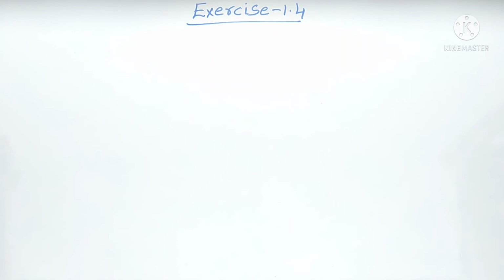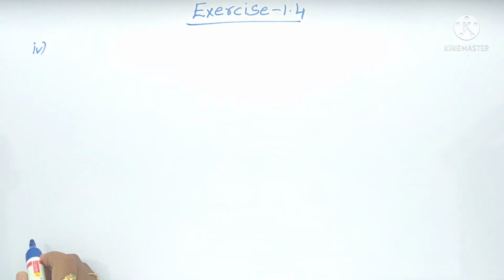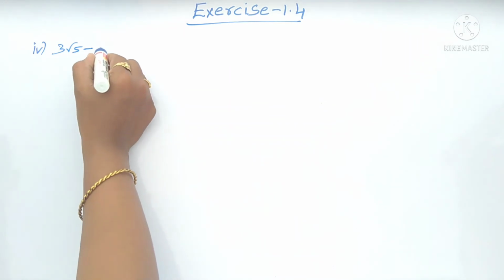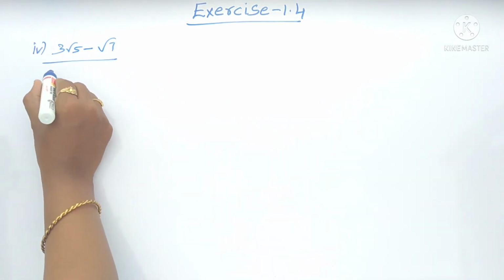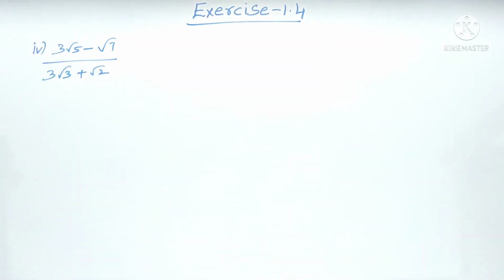So in this sixth problem, now we will see our last one, that is the fourth problem. So what is given here for the problem? 3 root 5 minus root 7 by 3 root 3 plus root 2. 3 root 5 minus root 7 by 3 root 3 plus root 2. So we have to rationalize the denominator.